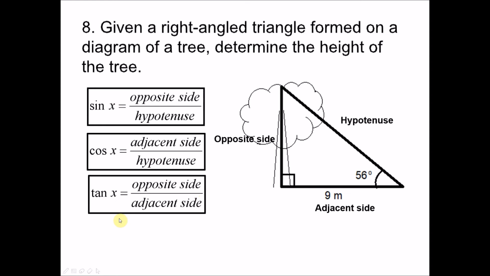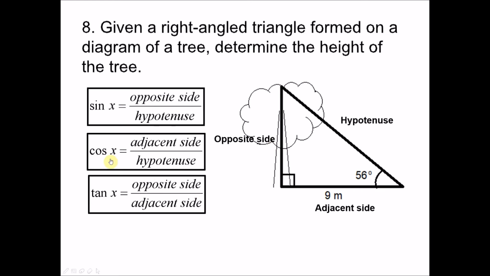We have 3 types. Which one should we use? So first, we need to see what information we have. We have information for the adjacent side. Hence, we need to use the adjacent side. And we want to determine the height of the tree. The height of the tree is this, which is the opposite side.